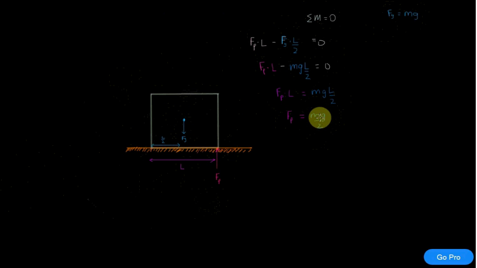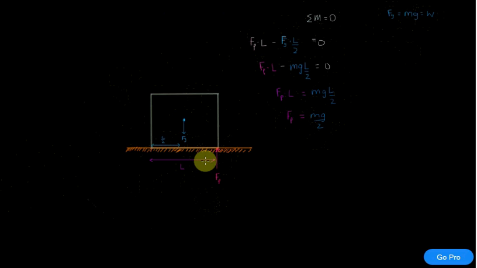Remember, mg over here is the force of gravity acting on that, which is just equal to the weight of the particular object. Okay, so the force that I have to apply is half the weight of this object in order to keep this equilibrium condition.